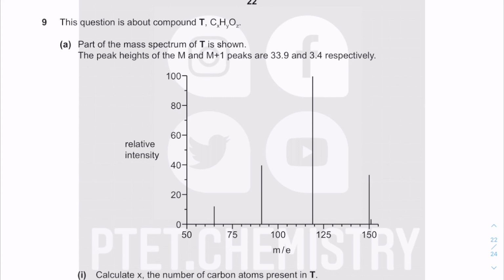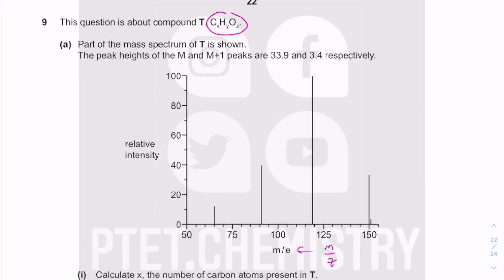Question 9. So we have this compound CxHyOz. Part of its mass spectrum is shown. This is mass over charge, just like the first question, which was on relative atomic mass. Everything in mass specs is to do with mass over charge. Everything you see is a charged species of +1 charge. This is relative intensity, so it's not really percentage.